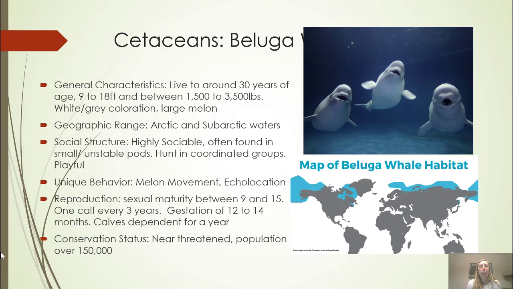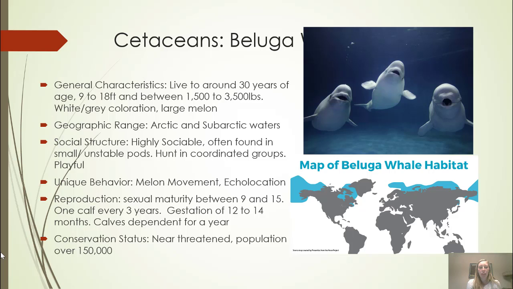They're very distinct in coloration. They are pure white. The young whales are a gray color until they reach maturity. They're found in Arctic and subarctic waters, so all of the northern colder waters.